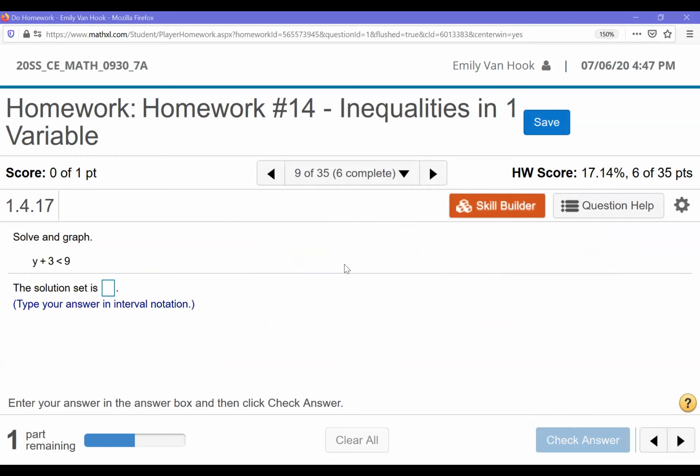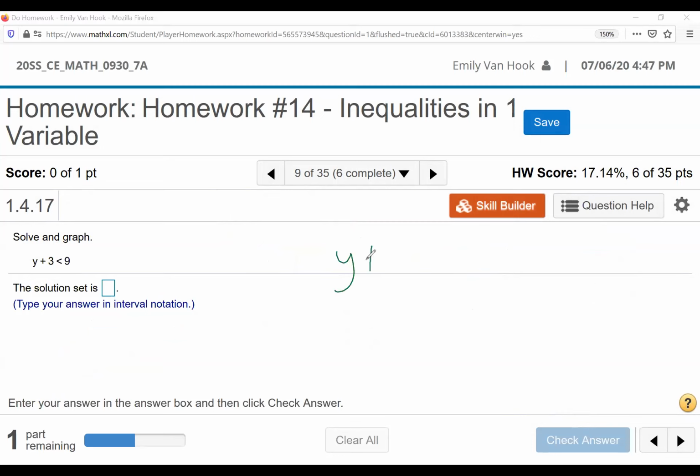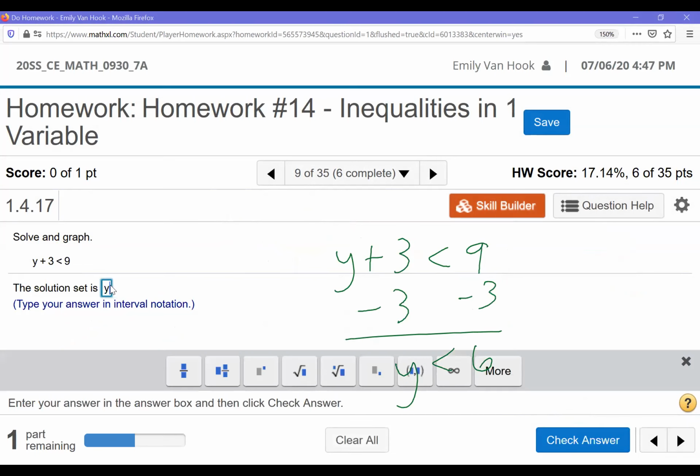Okay, number 9, similar problem, but this time it's asking us to type our answer in interval notation. So here's number 9. y plus 3 is less than 9. So we'll just subtract 3 on both sides. We get y is less than 6. Now watch this. If I type that in, y is less than 6, I'm not going to get my correct answer.